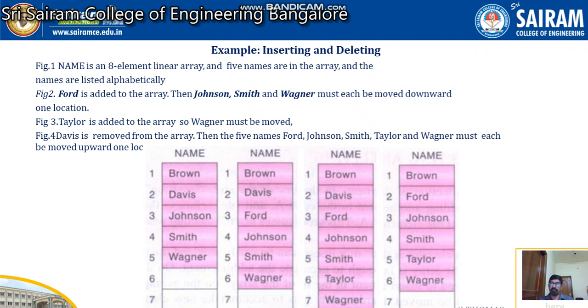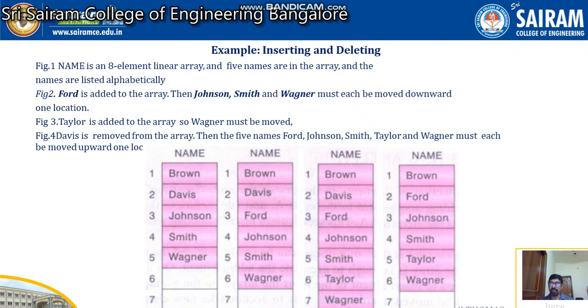In the second figure, we have added the name called Ford. Ford was not there in the first picture; in the second picture, it is there. To insert this Ford in the second picture, we have moved three names. The names are Johnson, Smith, and Warner.